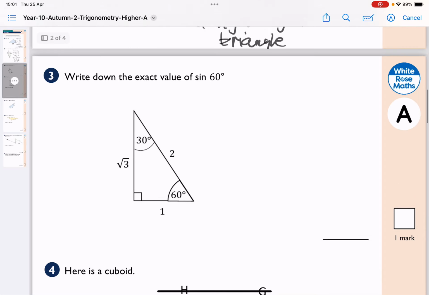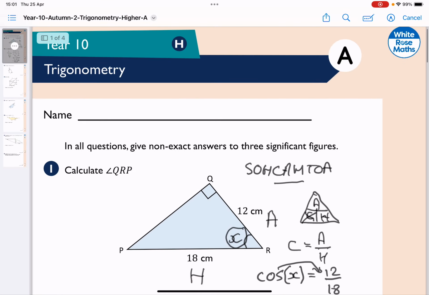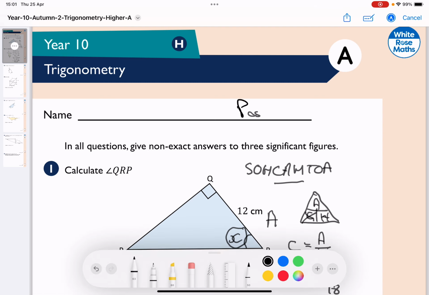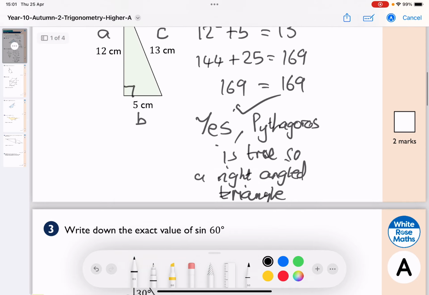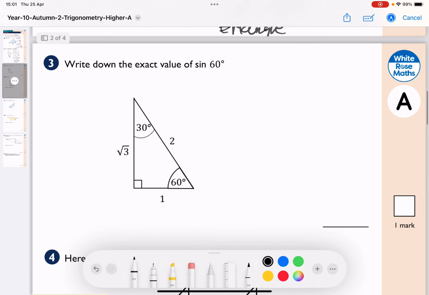Okay, we are now on the second part of trigonometry. So we're now doing part 2 of the higher trigonometry for year 10 higher. And question 3 says, write down the exact value of sine 60. They've given you this diagram. I've never really used that. You could use it, but I learned these and I'll quickly write them down for you.